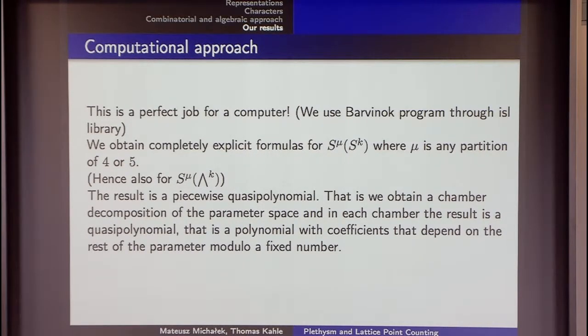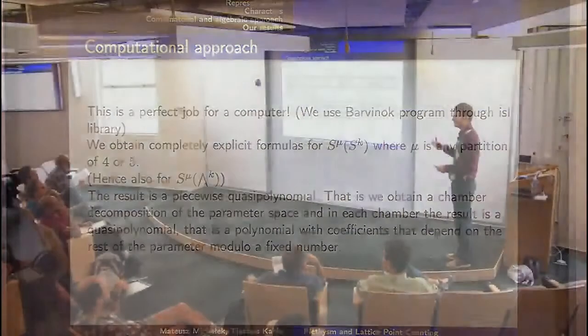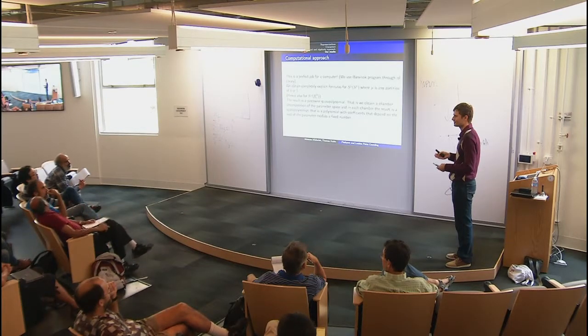Yes, because they are writing it explicitly, not as a formula. But we've got S5 of SK for any K, as a function in K. For example, for mu a partition of 4, how many chambers do you get? I have to check in my... I mean, between 5 and 100, I guess something between.